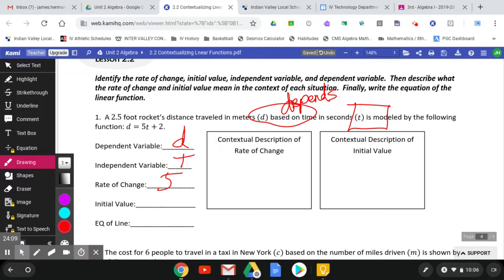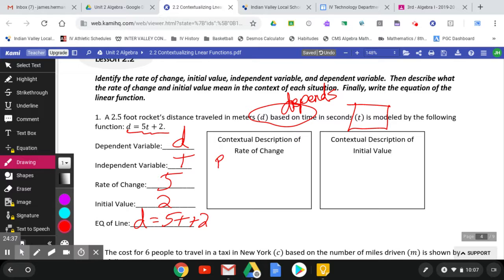All right? What's the initial value? 2. So in this particular case, it's really easy. The equation line was already given to us. D equals 5T plus 2. Now let's look at the actual situation. We said the rate of change is 5. What does that mean in this problem? Amanda?